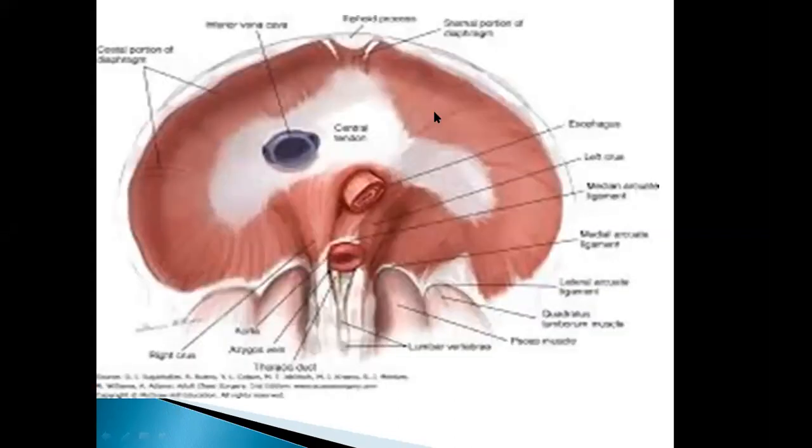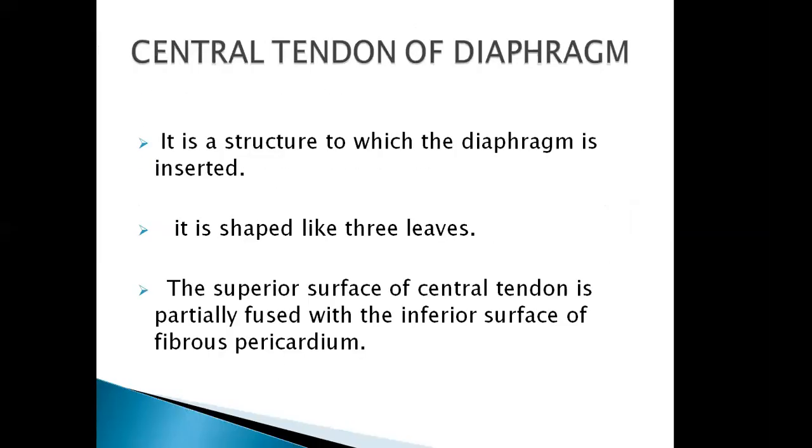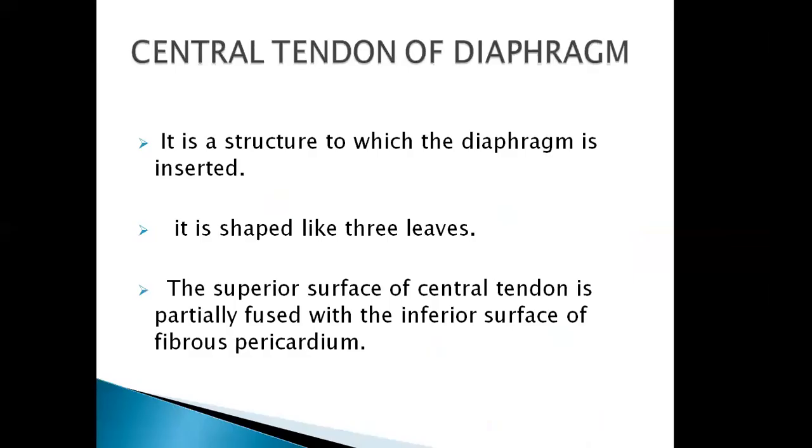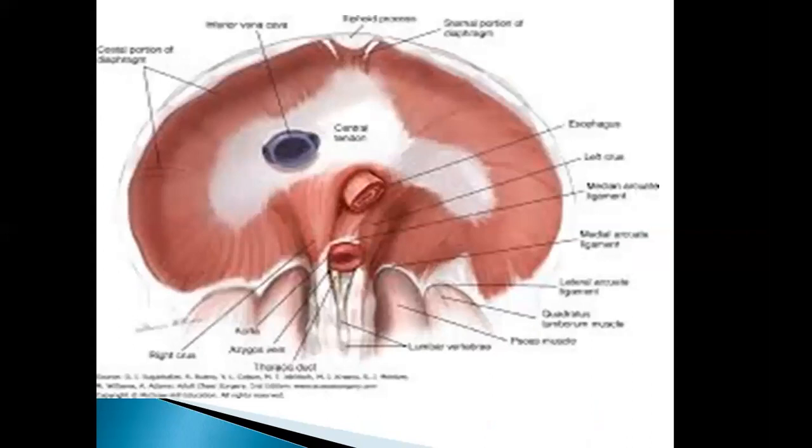The whitish portion is the central tendon of the diaphragm. This is the central tendon of the diaphragm. It is shaped like three leaves. Another main point is that the superior surface of the central tendon and the inferior surface of the fibrous pericardium are connected with each other, are in contact with each other. Now the diagram is clear? It resembles three leaves.